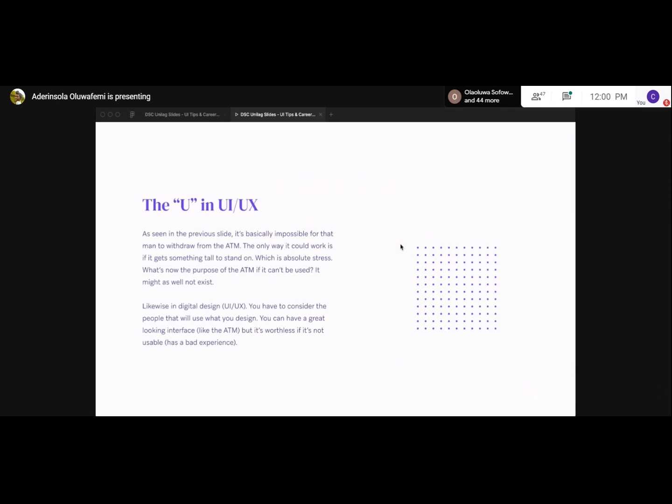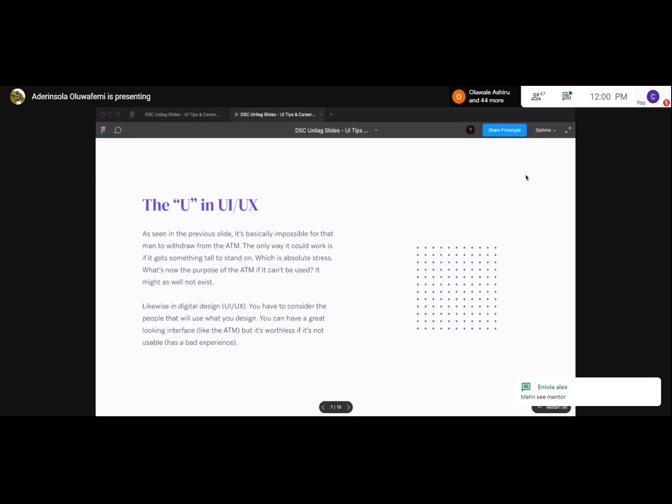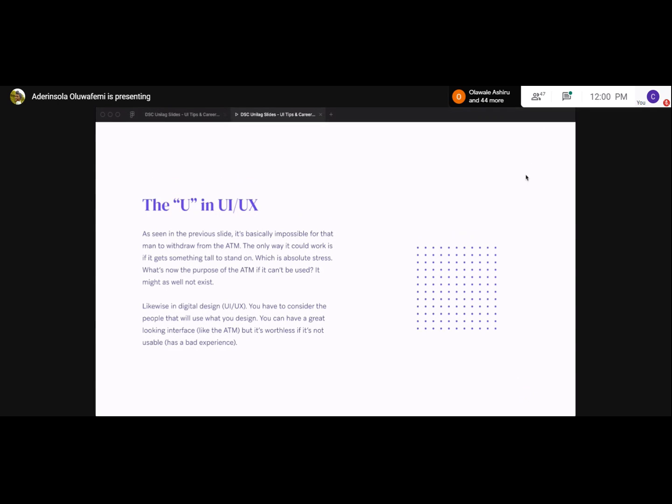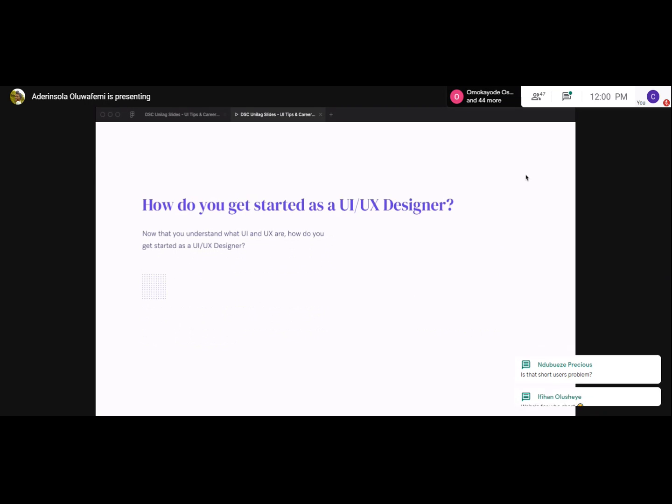likewise in digital design, you have to consider the people that will use what you design. You can't have great visuals on an interface but have a bad experience. It will be completely worthless. So yeah, I hope that is clear.